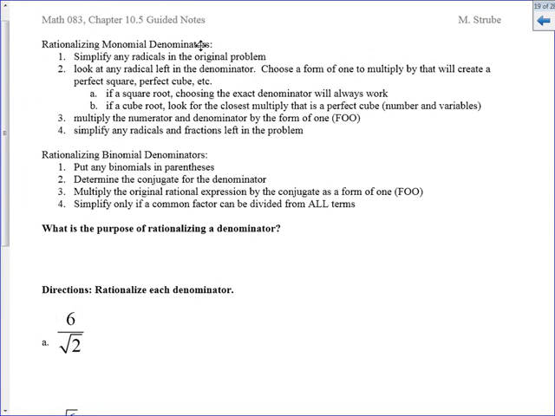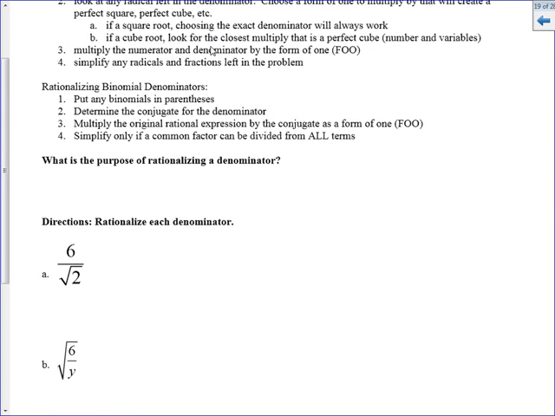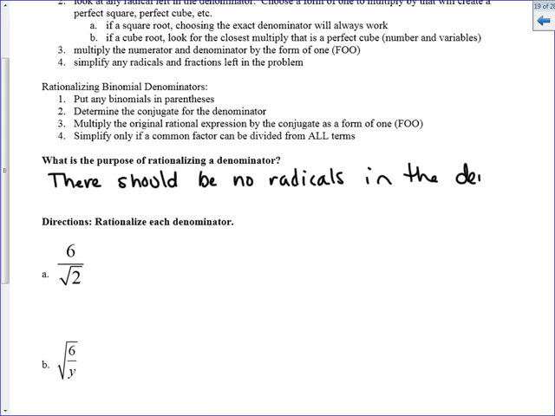What's our goal when we rationalize? There should be no radicals in the denominator. So when we're done rationalizing, when our directions say rationalize, our whole goal is that there are no radicals left in the denominator. And for square roots, that's a pretty easy task.